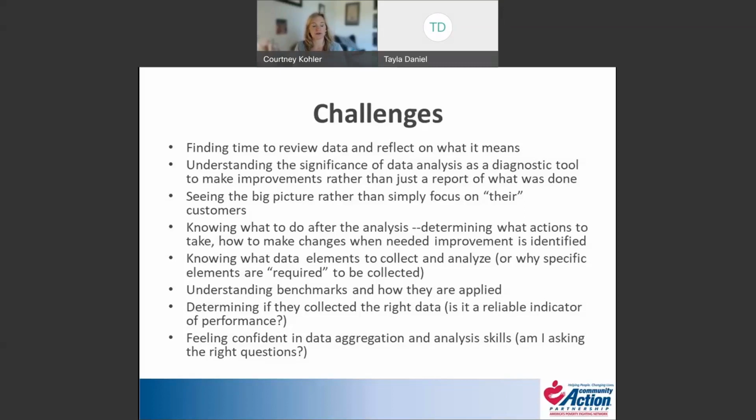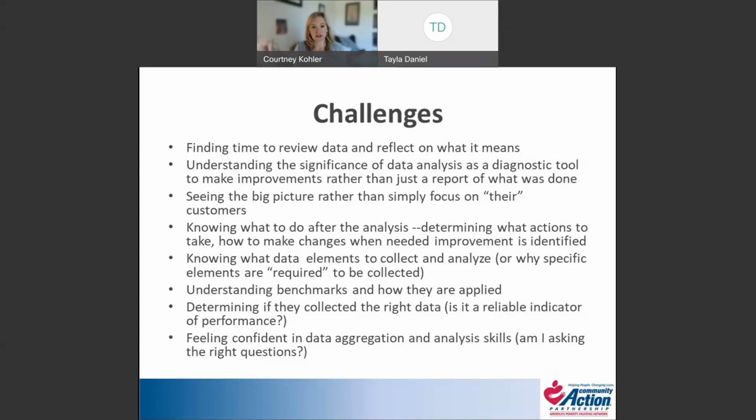Then also determining if the organization is really collecting the right data. So is it a really reliable indicator of success or performance? And so that's, again, as you're determining what data you need, you can then take that back into the next cycle of data collection, analysis, etc.